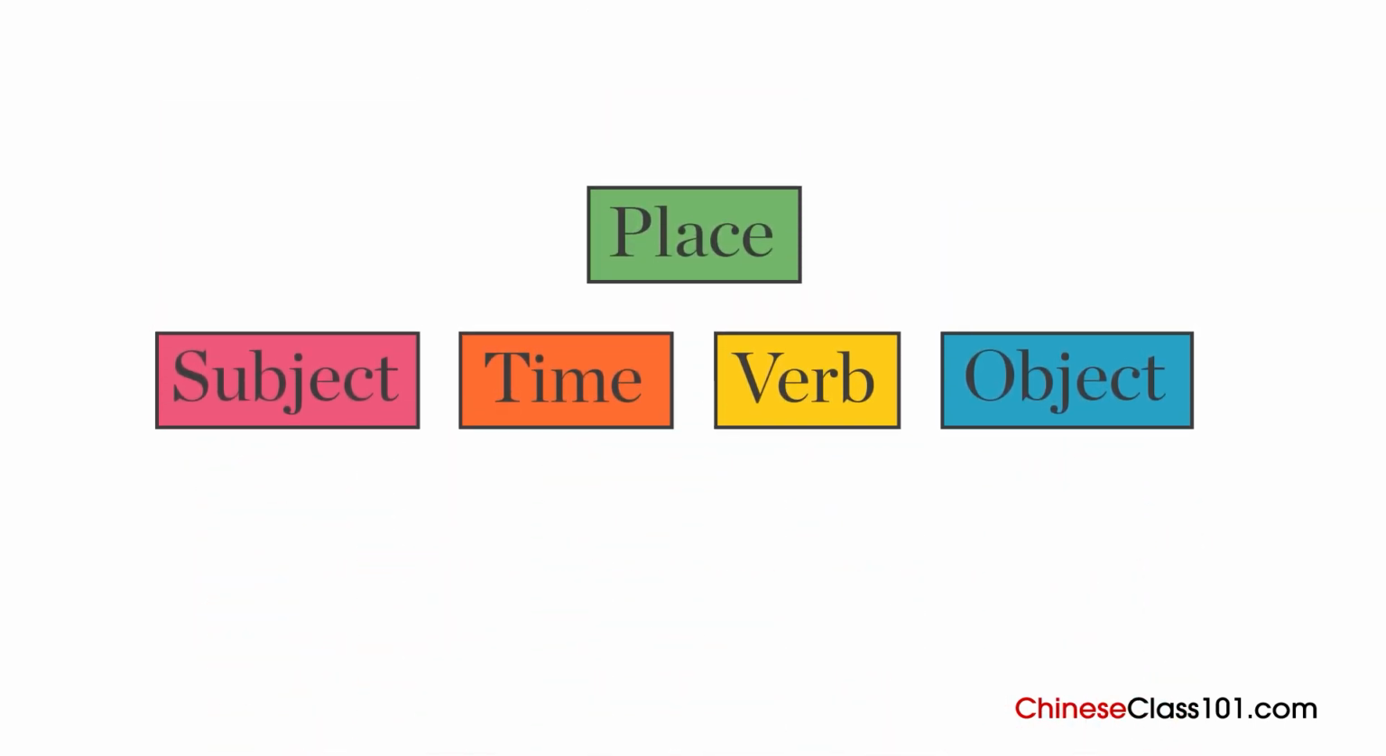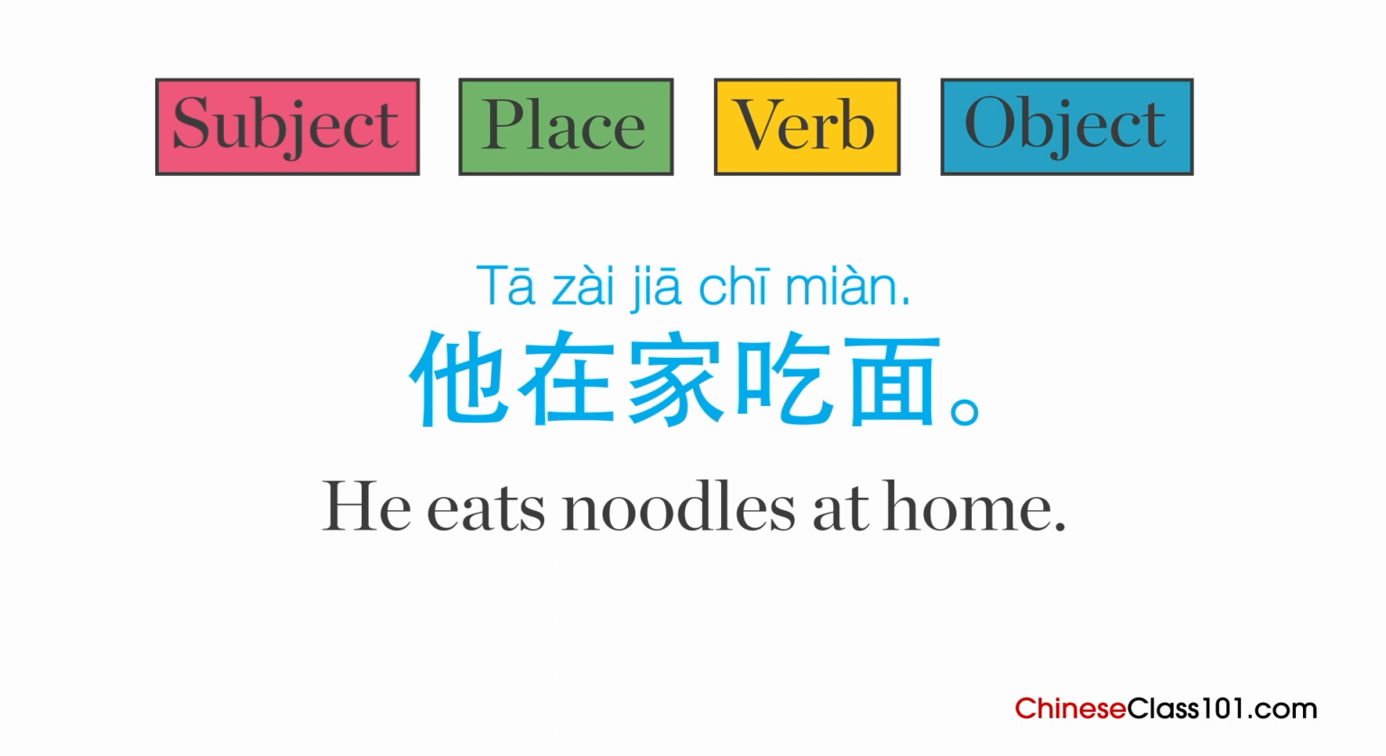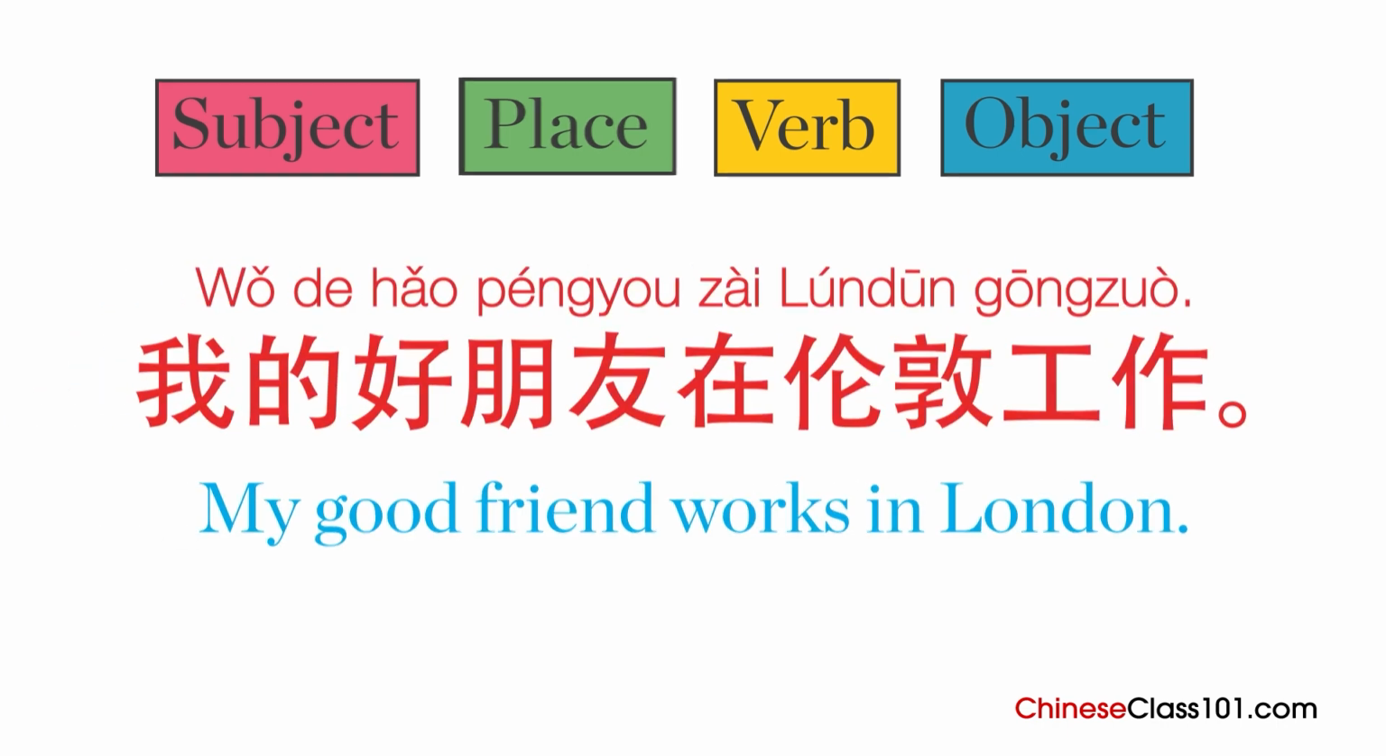If you want to add a place in a sentence, like where someone does something, you also put it after the subject, before the verb. Let's see a couple of examples. 他在家吃面。He eats noodles at home. 我的好朋友在伦敦工作。My good friend works in London.